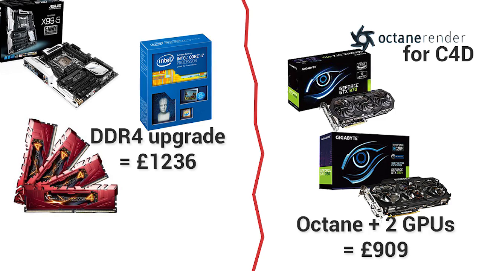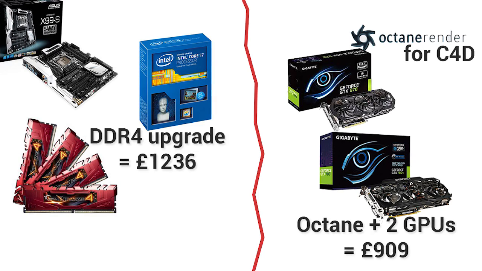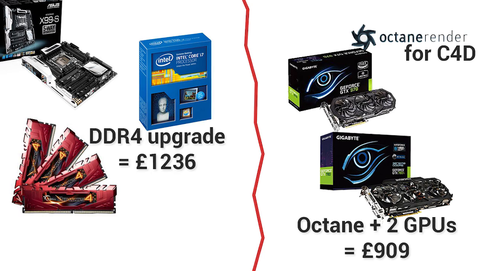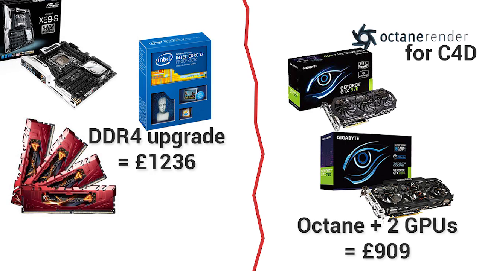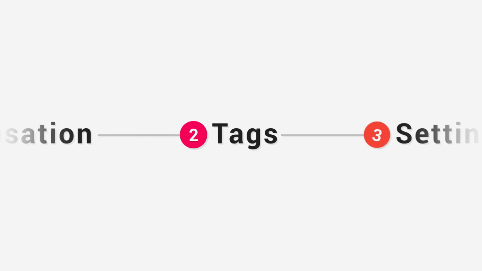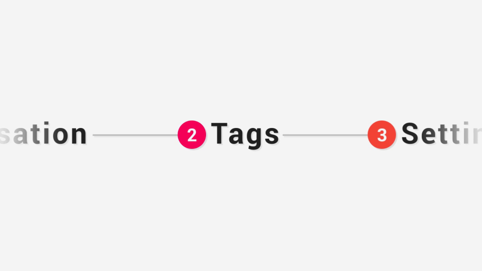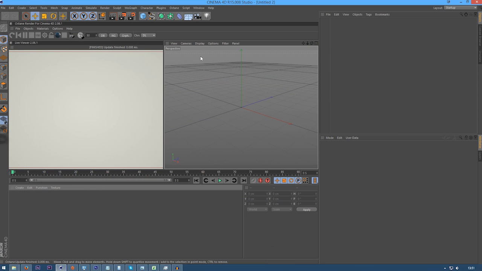So yep, that's just going to be my part on setting up Octane. I'd really not recommend this if you were using a laptop, obviously, because this is going to be impossible to use unless you have a graphics card that is made by Nvidia. Right, so now that we're in Octane, we're going to start using some of the tags that are included to allow you to export your scene to the live viewer.